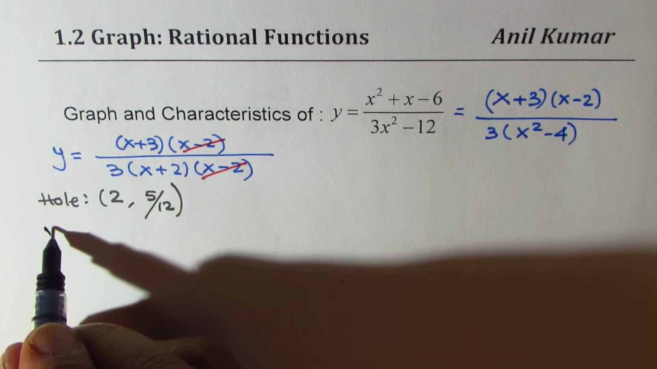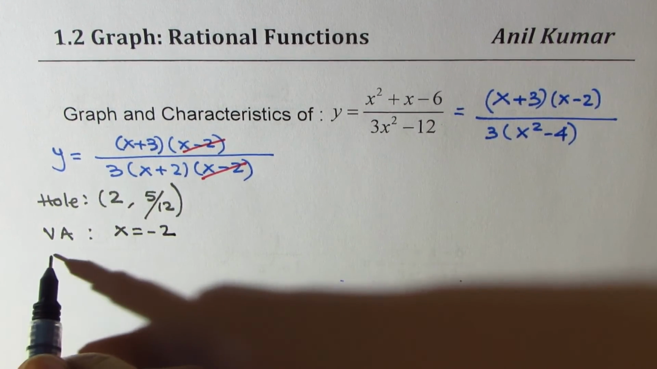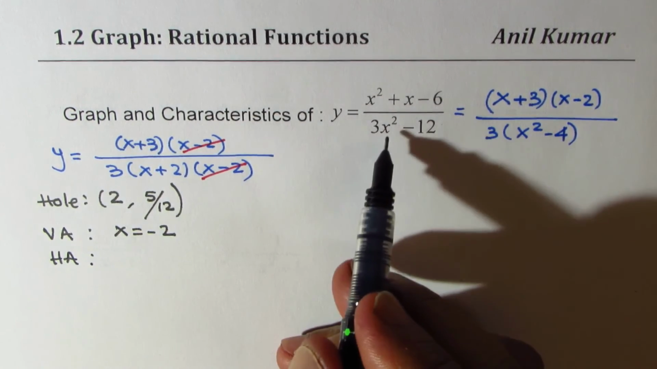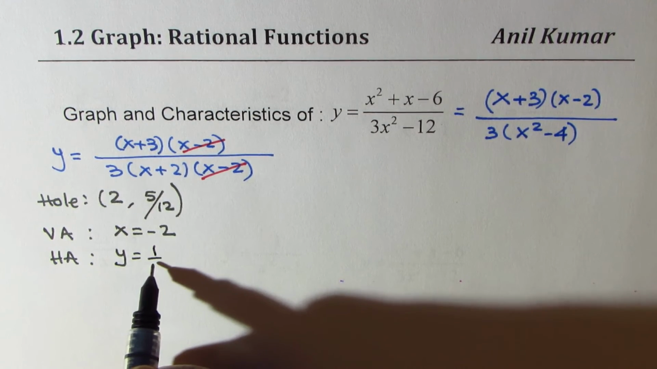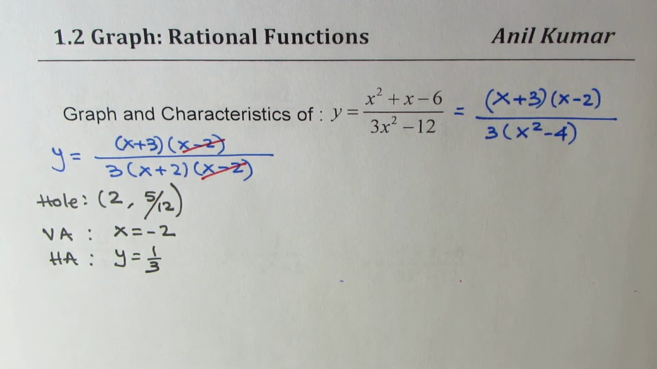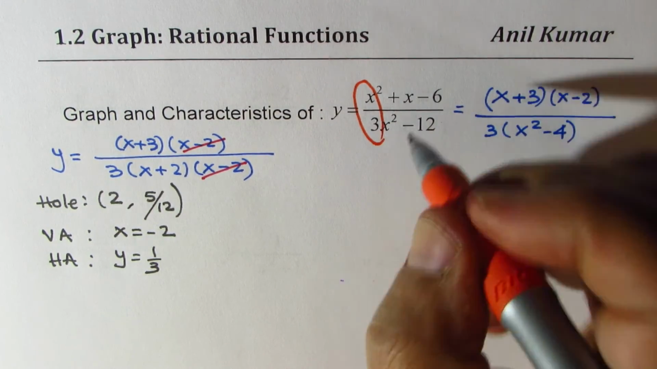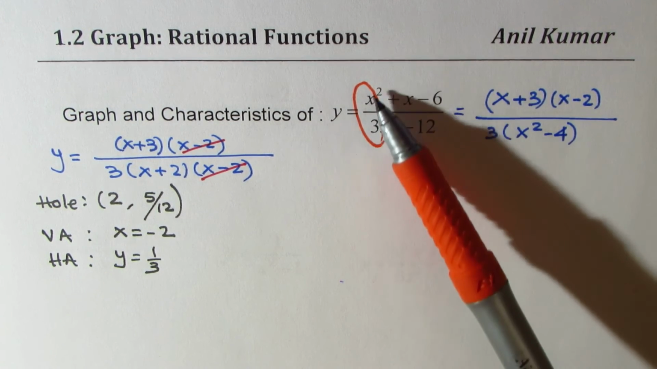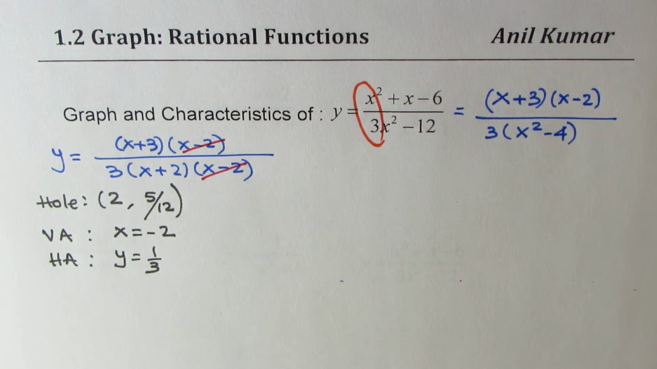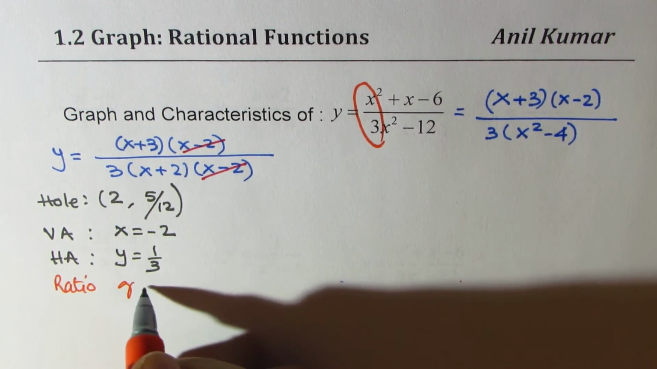Now, we have a vertical asymptote at x equals minus 2. We have a horizontal asymptote. Since the degrees are the same, the horizontal asymptote is y equals 1 over 3. So how do you find a horizontal asymptote? We compare these coefficients. I'd like you to watch some videos on this, how we find horizontal asymptotes. When the degrees of numerator and denominator are the same, it's the ratio of leading coefficients.